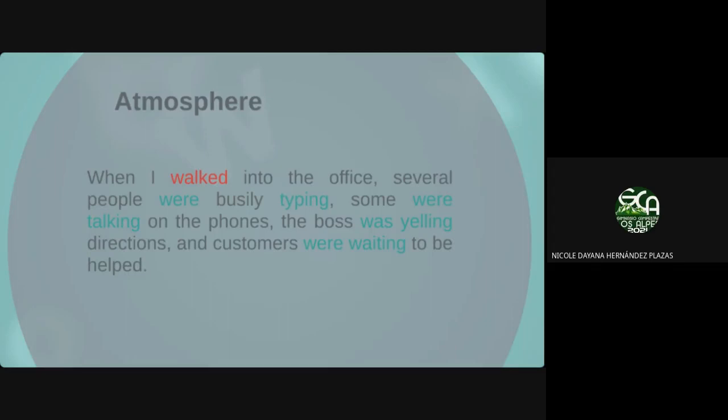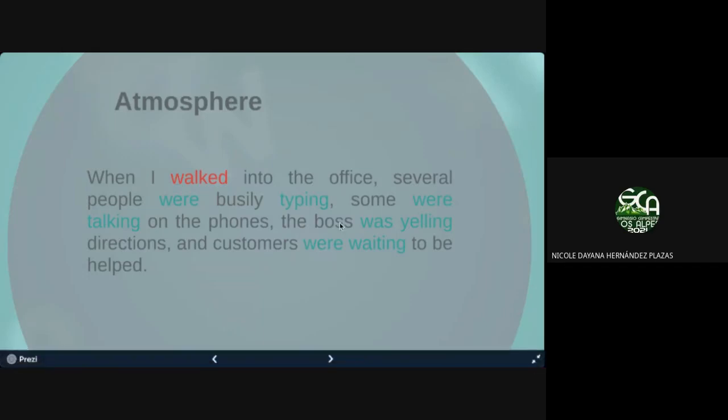So look at this, guys. You are going to use the past continuous for the atmosphere, for the context of your story, for the background of it, okay?